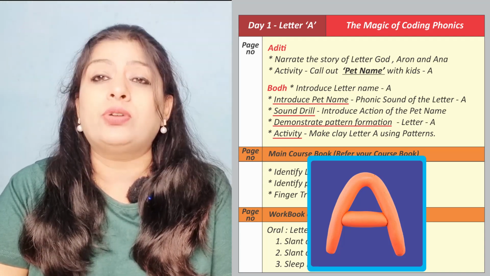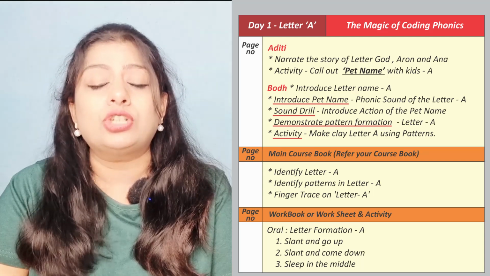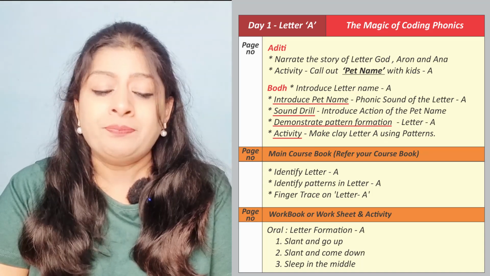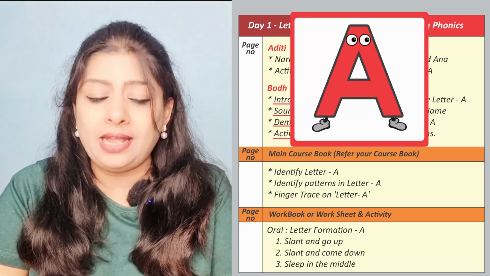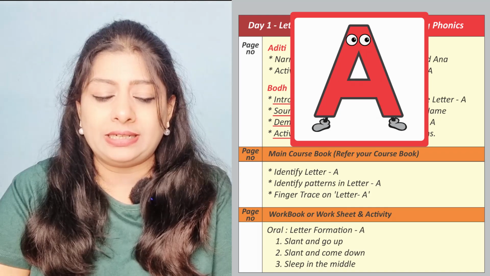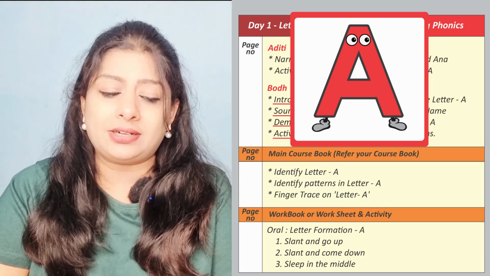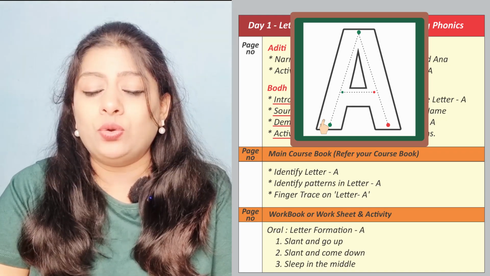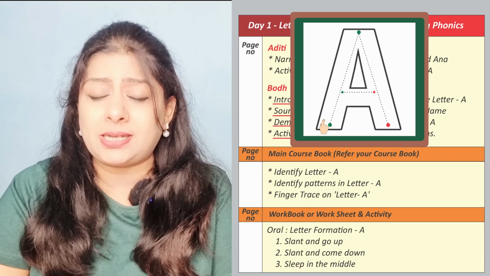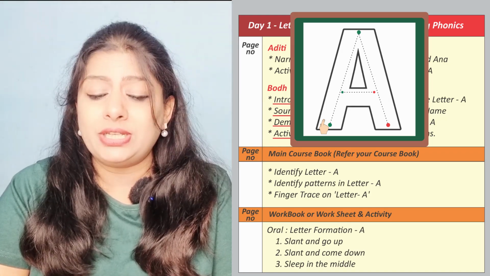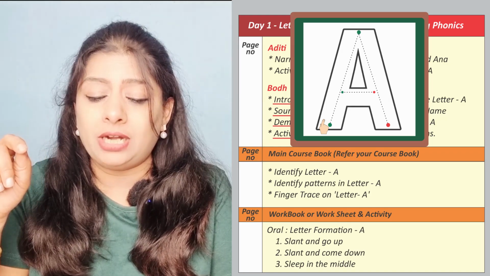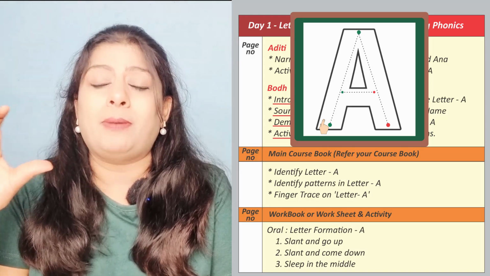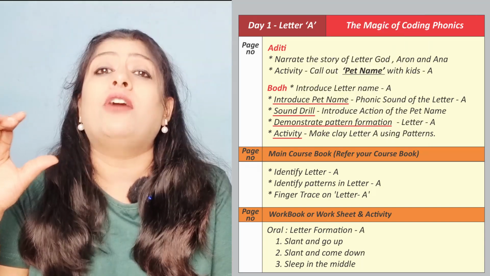So this is the activity you can do, and if you are following a main course book and a workbook, you will definitely find the below activities to perform with kids. In the main course book, you can identify letter A, identify the patterns that are involved in letter A formation, and finger trace on letter A. Now in the workbook or activity section, you can understand the step-by-step letter formation of A, which is slant and go up, slant and come down, and sleep in the middle. This is the day 1 part that you will have to do for the introduction of letter A.